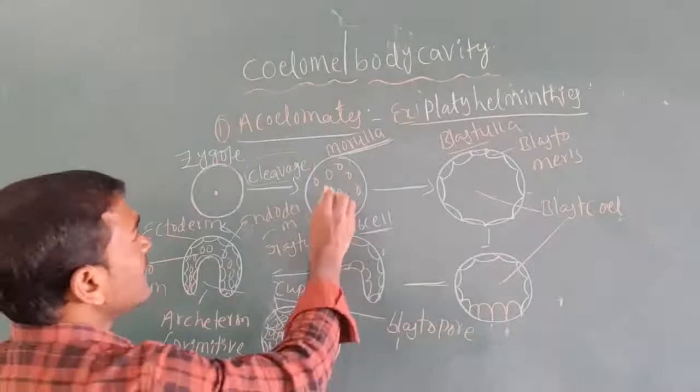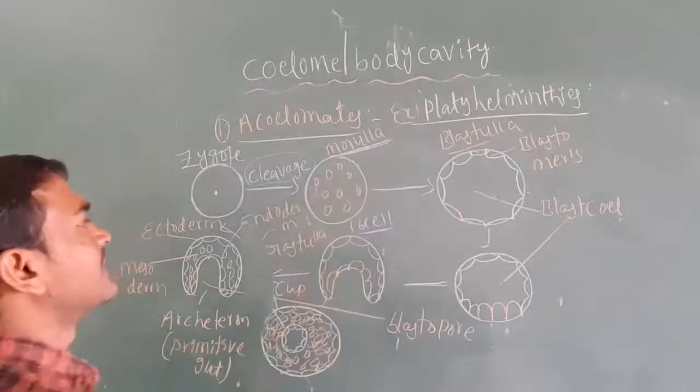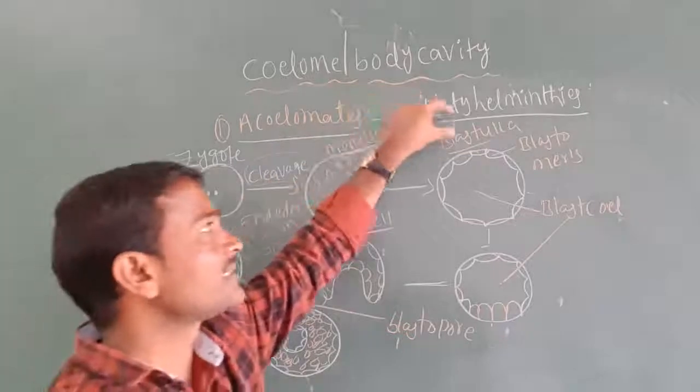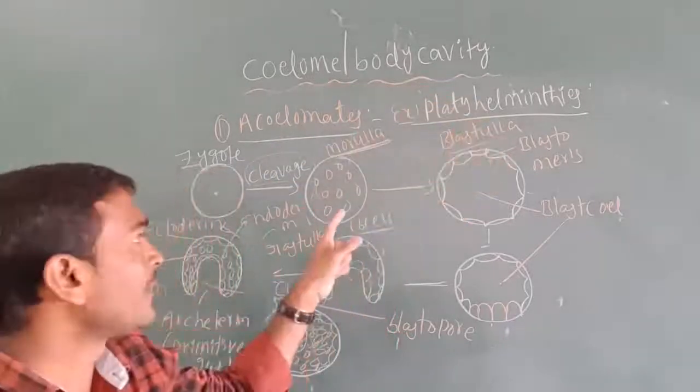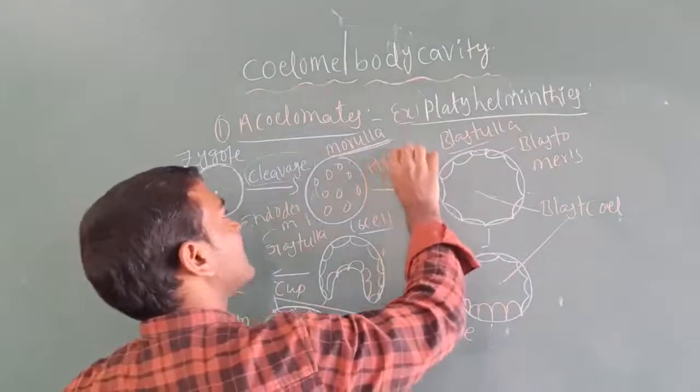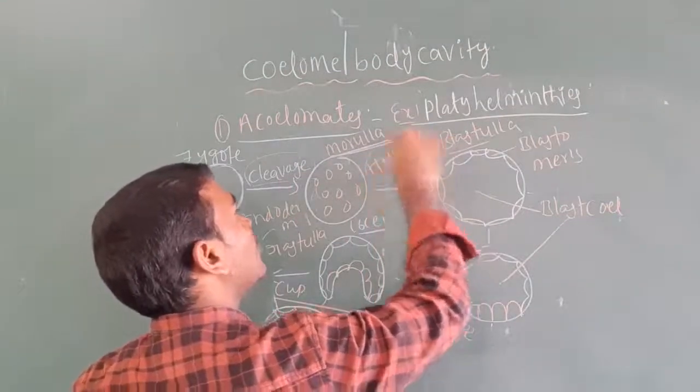See here, the cells are the number of cells. After the morula, the second stage is the blastula. The morula is a solid structure of cells. This is the hollow structure.